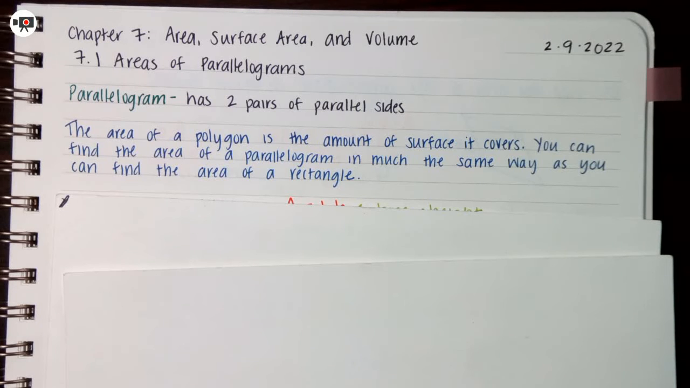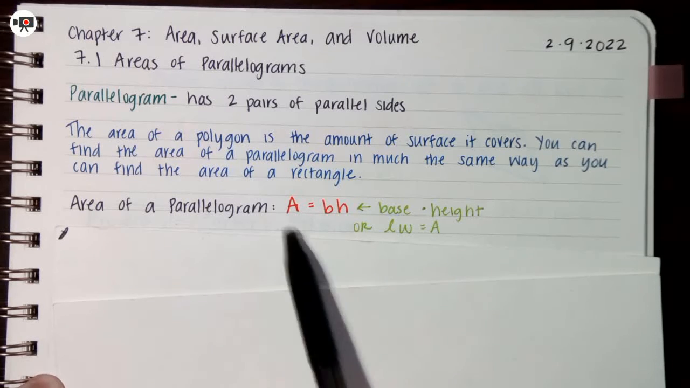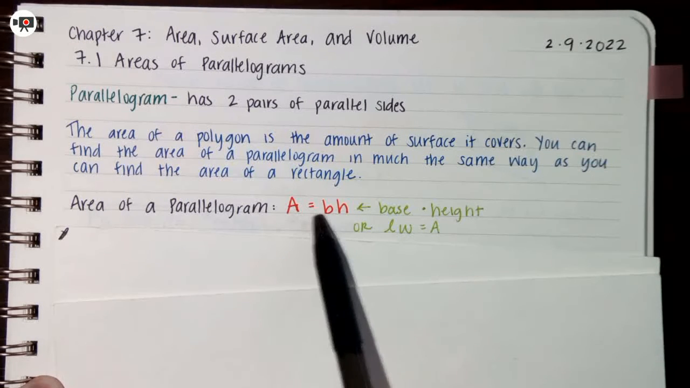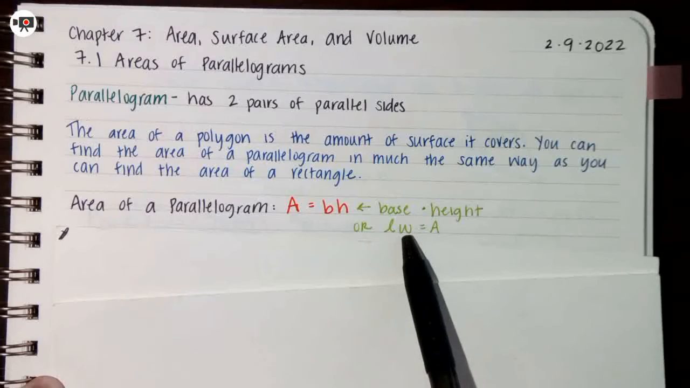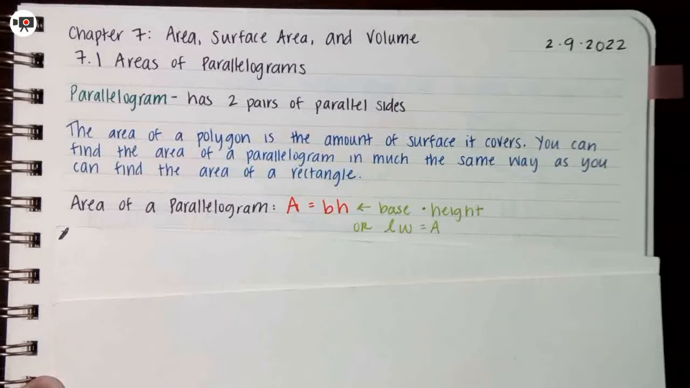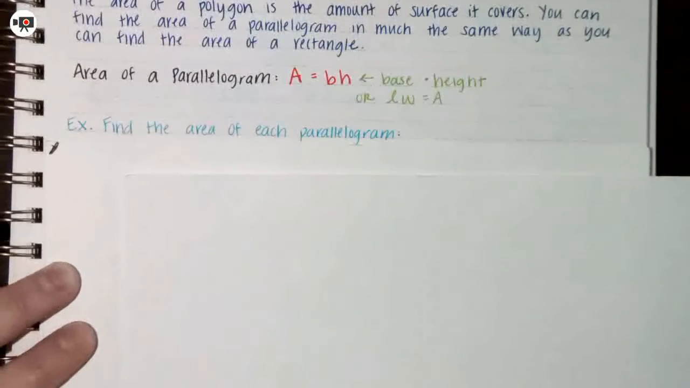You can find the area of a parallelogram in much the same way as you can find the area of a rectangle. The area of a parallelogram is given with the formula area equals base times height. You could use length times width and multiply those to make area. So we are going to find the area of each of these parallelograms.